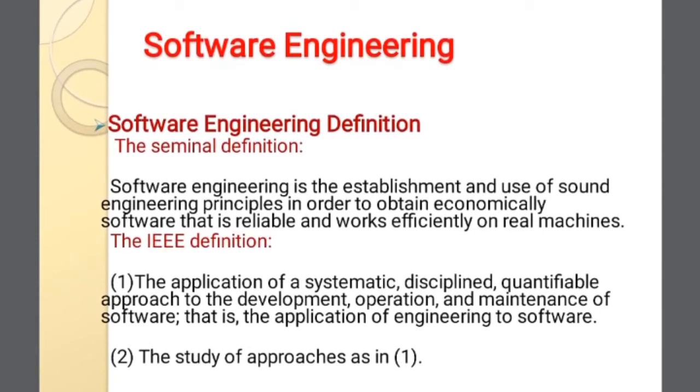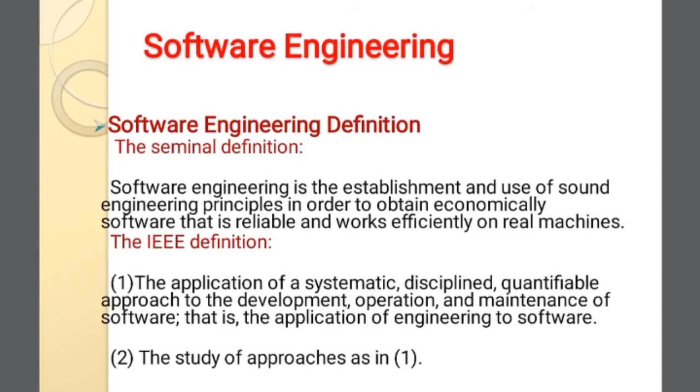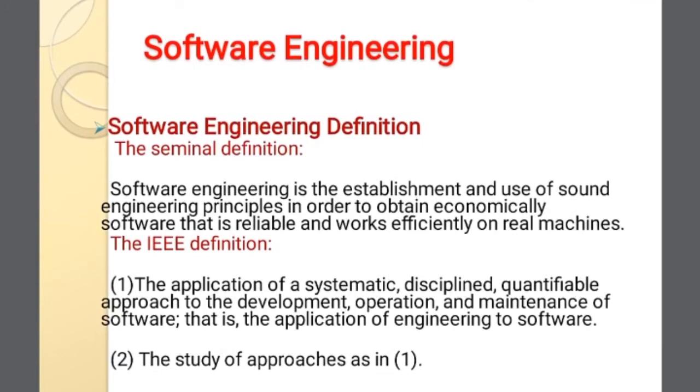According to the definitions given here, we have a seminal definition and an IEEE definition. Both mean the same, but the terms used are different. Software engineering, according to the seminal definition, is a sound engineering principle to obtain economic software which is reliable and works efficiently on real machines.